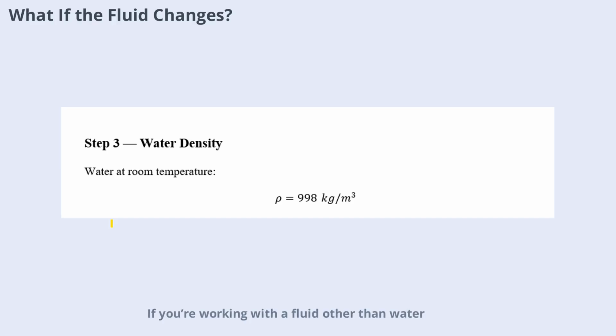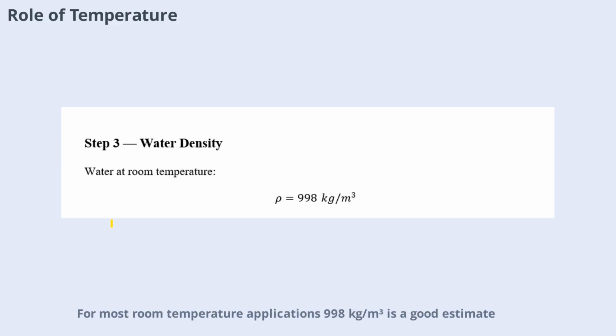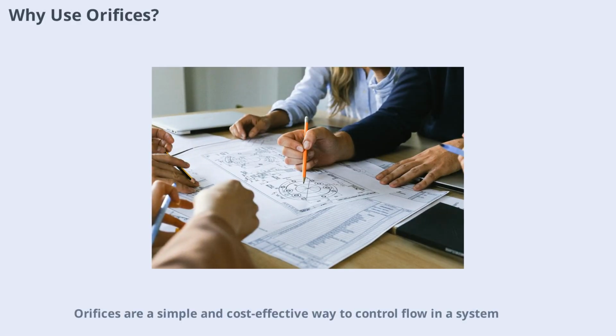If you're working with a fluid other than water, you'll need to use the correct density for that fluid. For example, oil or air would have different densities which would affect the velocity and the required orifice size. Always check the properties of the fluid you're working with. Temperature can affect the density and viscosity of water, which in turn can influence flow calculations. For most room temperature applications, 998 kg/m3 is a good estimate, but for high-precision or high-temperature systems, always use the most accurate data available.